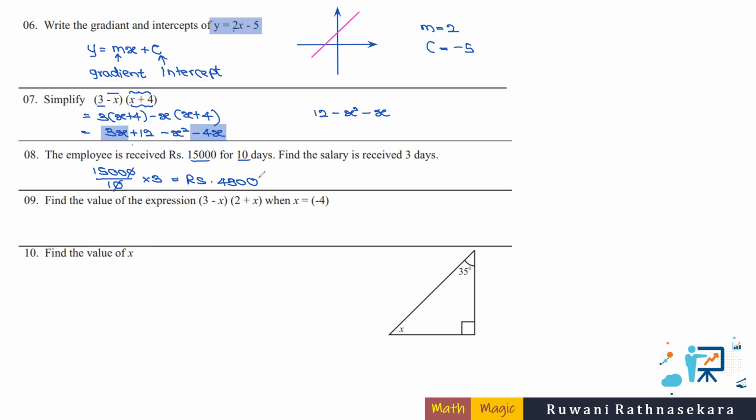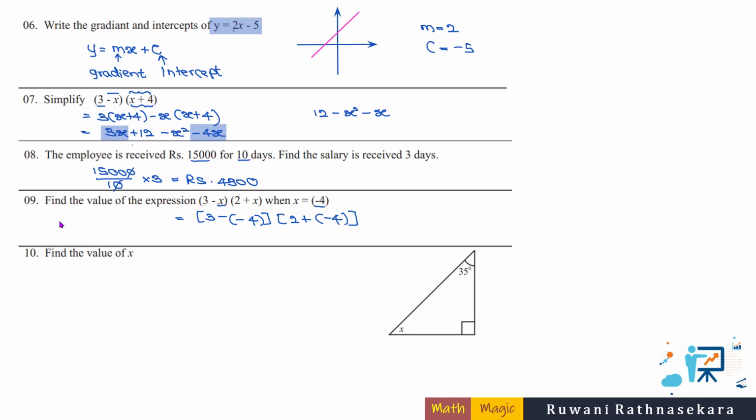Right. The next one. You have to evaluate 3 minus x into 2 plus x when x is minus 4. This is actually easy. If you don't remove brackets and simplify, you just substitute like this. Right, here you get 3 minus x, where x is equal to minus 4. Therefore, it should be 3 minus minus 4 into 2 plus minus 4.